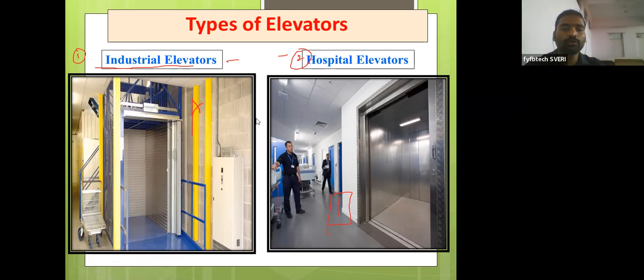See, by looking at the figure, the size is also going to matter. In the industry, only small space is available here. In the hospital, the space is very large. Correct? Very large. Written?